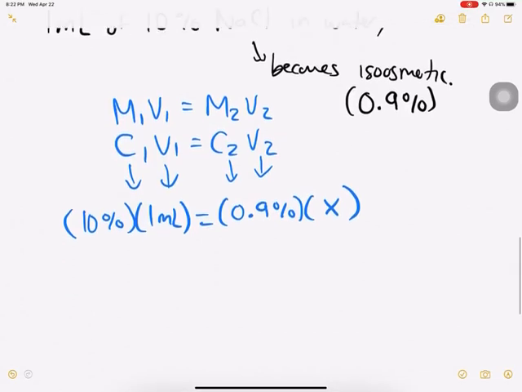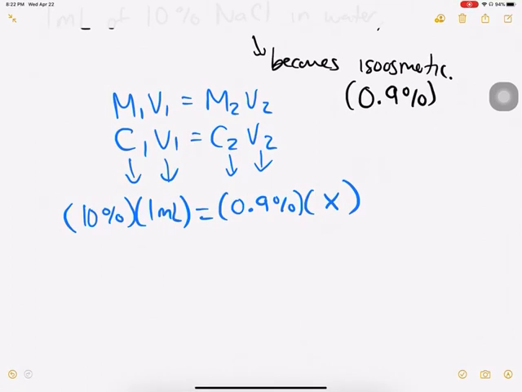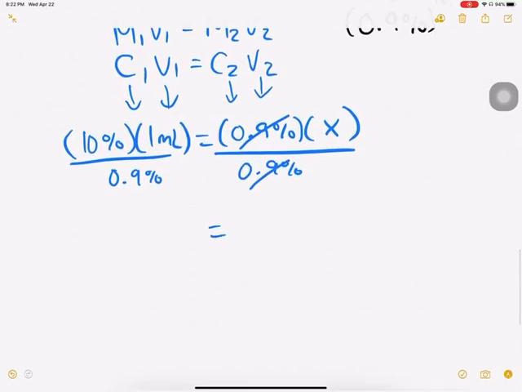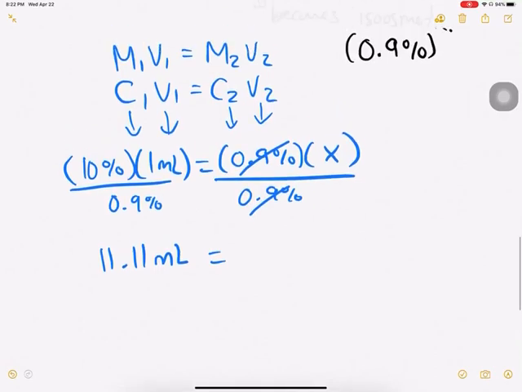Now, let's go ahead and calculate this number. The only thing that I have to do in order to solve for x is divide by 0.9% on both sides. Percentages cancel out. And I'm just going to do this on the calculator again, 10 times 1 divided by 0.9. And the result is going to be 11.11 mLs. That's going to be my result. This has to be the volume of the solution, 11.11 mLs.